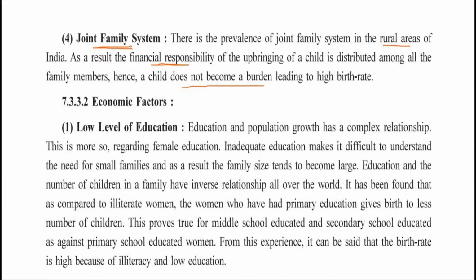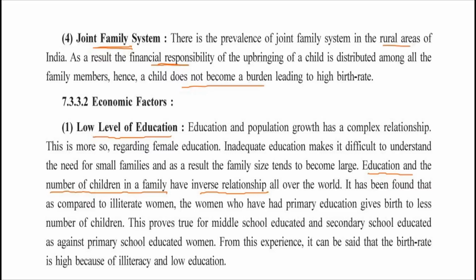Economic factors, if you see, low education levels. If female education is less, people will not understand the need for a smaller family. And when you don't understand the need for a smaller family, the family size will tend to rise. So all over the world, education and number of children in a family have an inverse relationship. More the education, less the number of children. That is why in the developed world we have fewer children, families will have one child, two children, and that too after 30 or 35 years of age. So their fertile years also are very less.